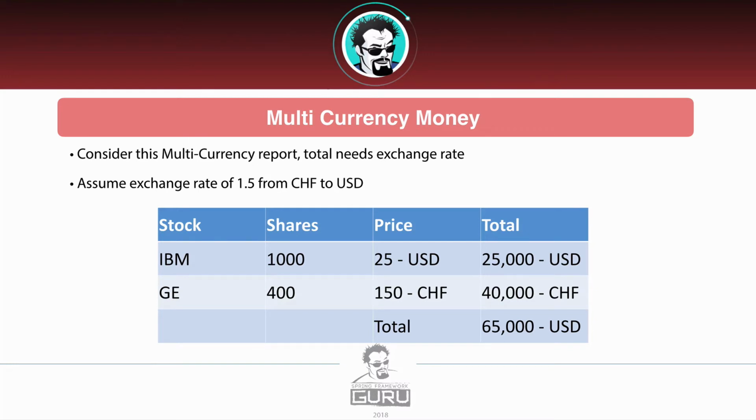And here I'm taking two different stock prices, but one is in dollars, the other's in francs. And we're going to say that we have an exchange rate of 1.5 from francs to dollars. And the math works out a little bit different because now we have to go through and convert things. In this example, we are going to have to do a couple different operations. Obviously, the totals are the same, but when we go to add these together, we have to do a currency conversion based on the exchange rate.